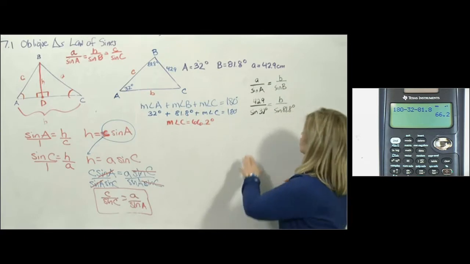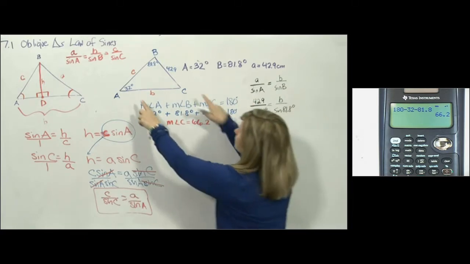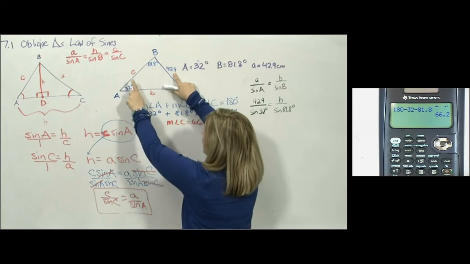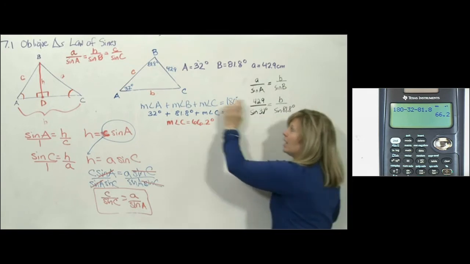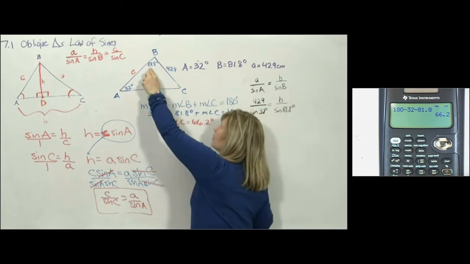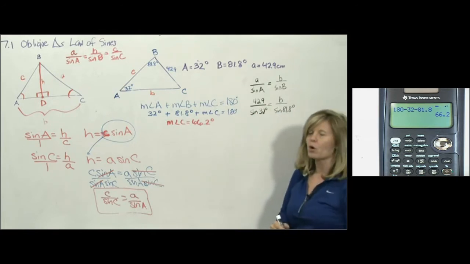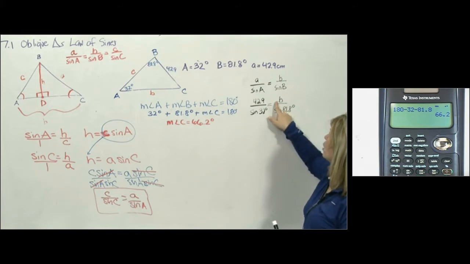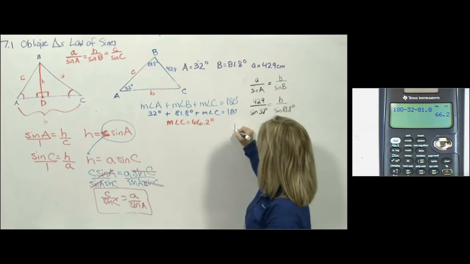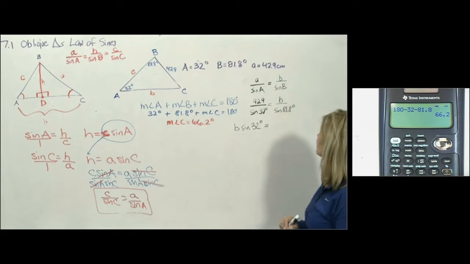The first one you choose is the one you know both the side and the angle for. There it is. We know side A and angle A. The second fraction is the one we want to find. If we want to find side B, then we need to use angle B. Just like SOHCAHTOA, this is a proportion. We're going to cross multiply. Miss Black likes her variable on the left. So we're going to do B times the sine of 32 degrees equals.